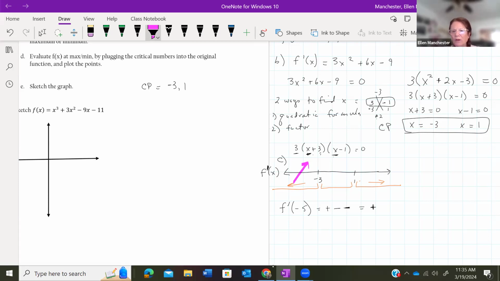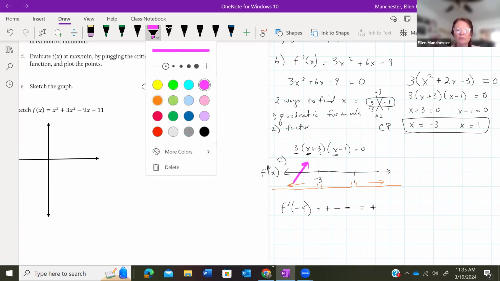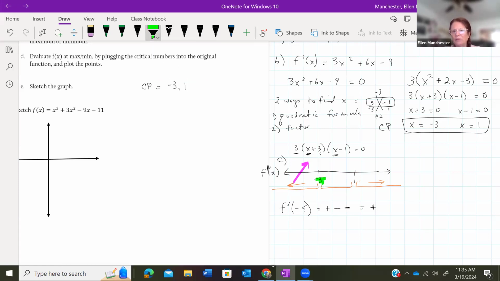Just remember these right here. These are my critical points. So I really want to know what's going on either side of those. Is it going to go up, up, or up, down? Is it going to go down, up, or down, down? We don't know. That's what we're testing. Now, the beauty of this is all I have to worry about is whether each term is positive or negative. And then I multiply to see what the whole interval is doing.